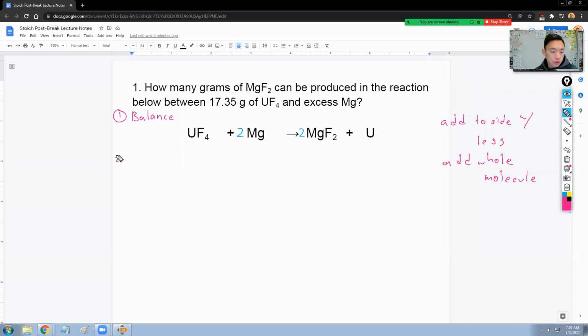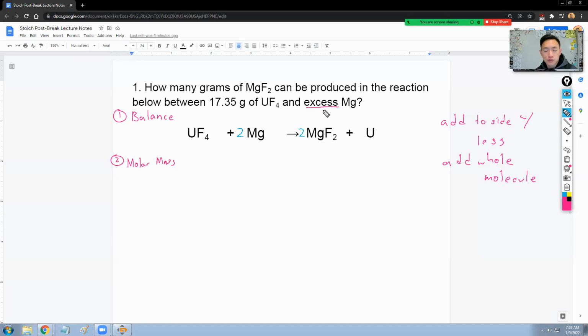The second part is you want to find the molar mass of the important chemicals. And here we're going to have to read the problem. So here it says, how many grams of MgF2 can be produced in the reaction below between 17.35 grams of UF4 and excess Mg. Now, if you ever see the word excess, that means you have so much you don't need to worry about it.